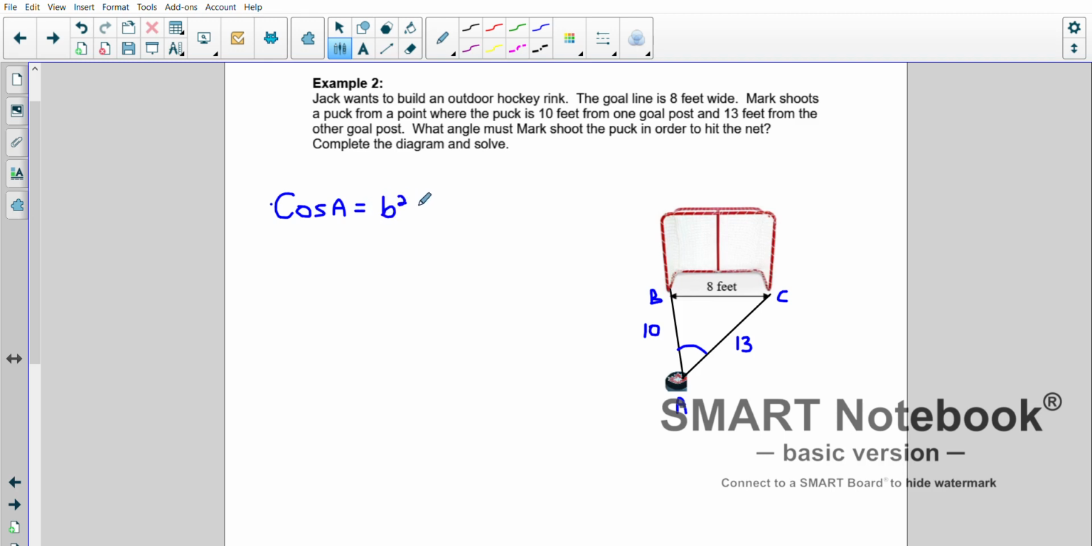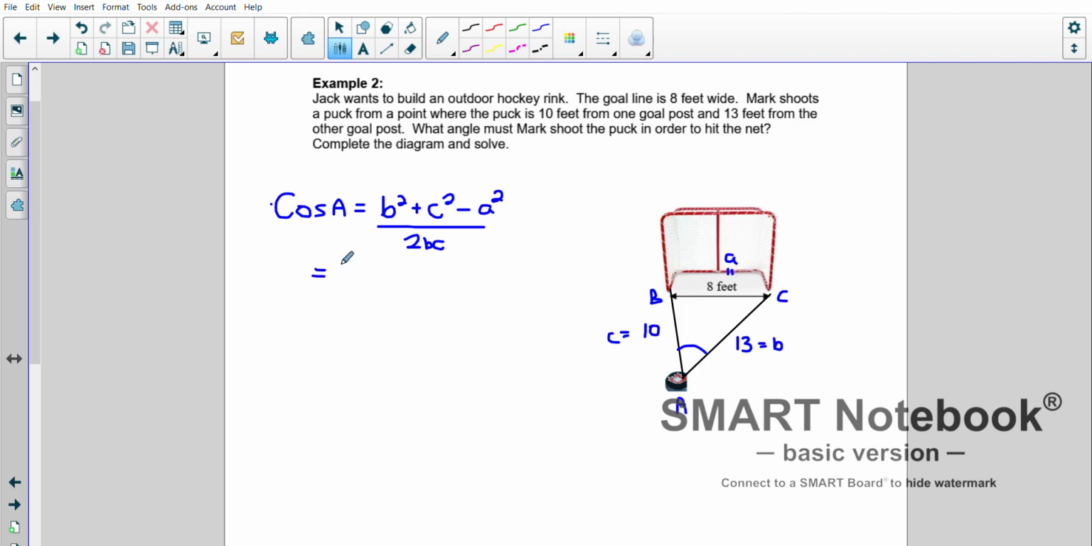B squared plus C squared minus A squared, all over 2BC. It does matter which side goes in which variable, so you want to make sure you're putting them in the right spots. If this is what I've labeled angle B, then this is side B. If this is what I've labeled angle C, then this is side C. And this would be side A, opposite angle A. So I'm going to fill those in.